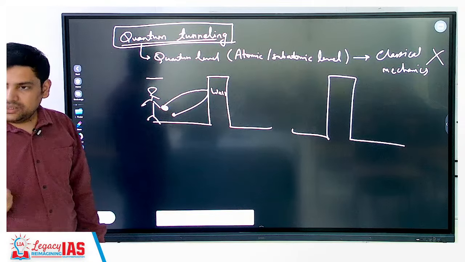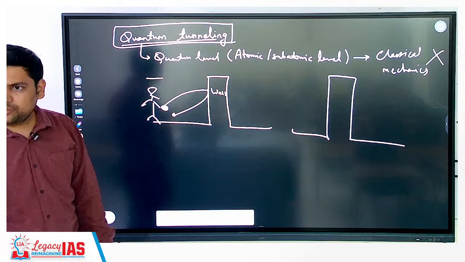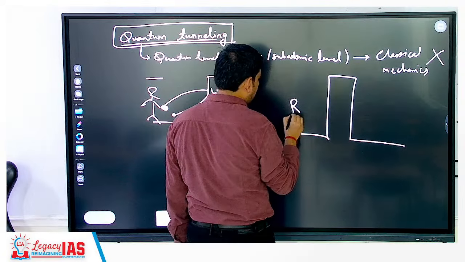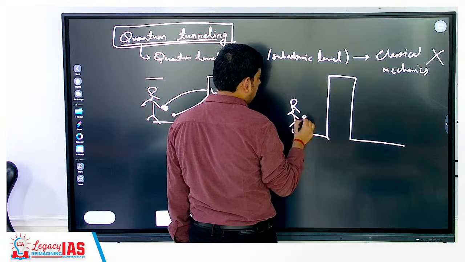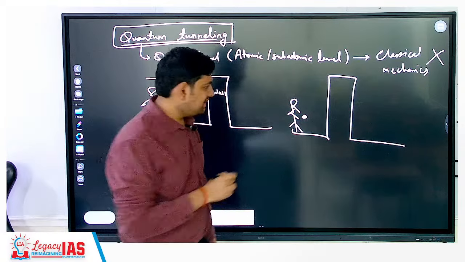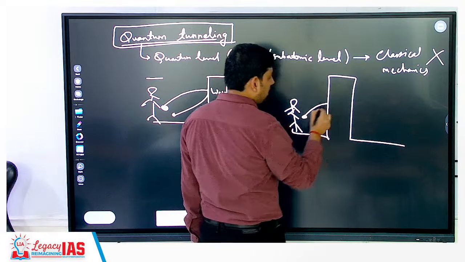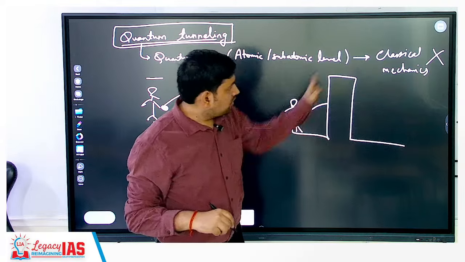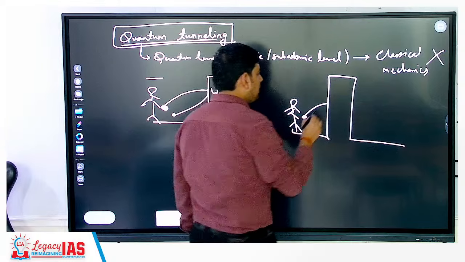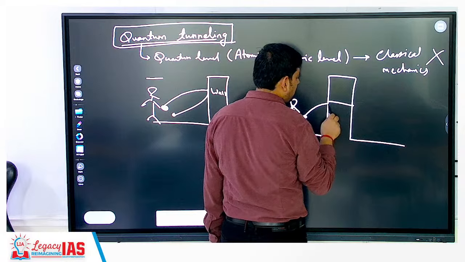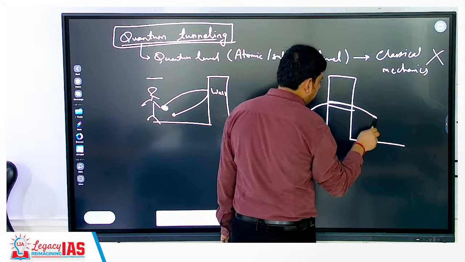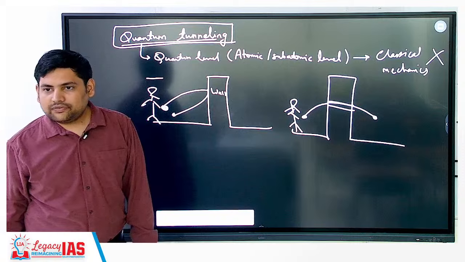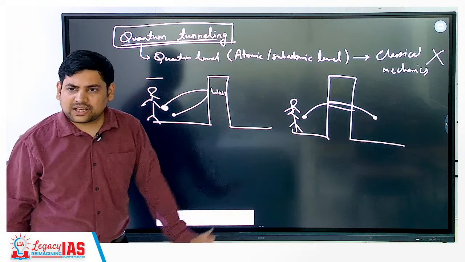Now, in quantum mechanics, when you are dealing with very microscopic particles, what we have observed is a phenomenon where a particle, or in this case let's say a ball, is thrown like this, and it does not have the energy to cross the wall, to go above it, but it forms some kind of tunnel, and it is seen to be here. Now, how does this happen?